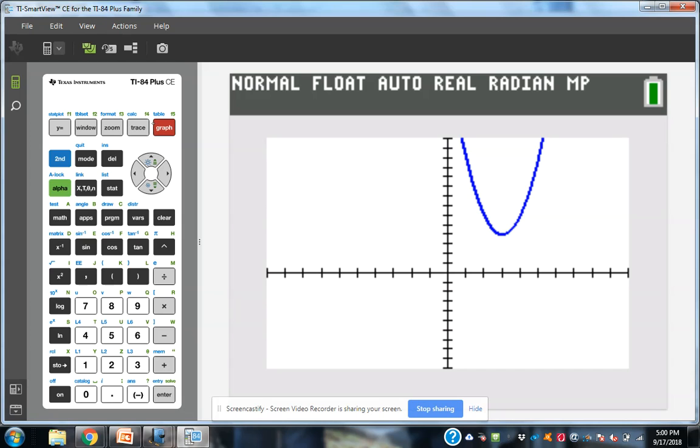We know it's opening up, so it's not going to come down any further. There's our minimum at the vertex. We could stretch out our graph and look at the y-intercept at 22. We'd have to go a good ways, but we could get there.